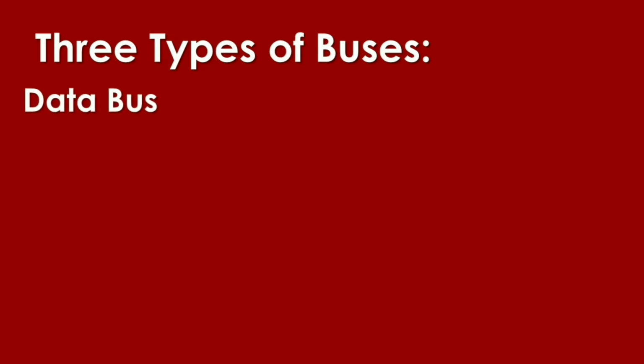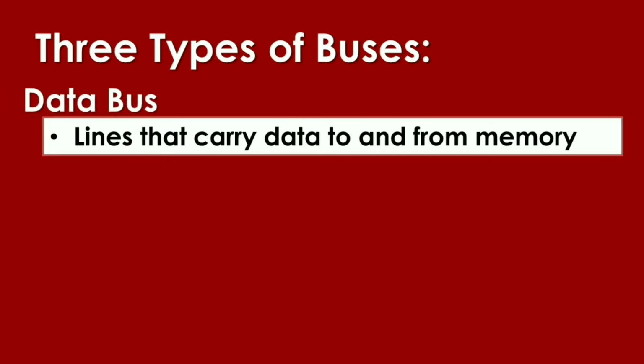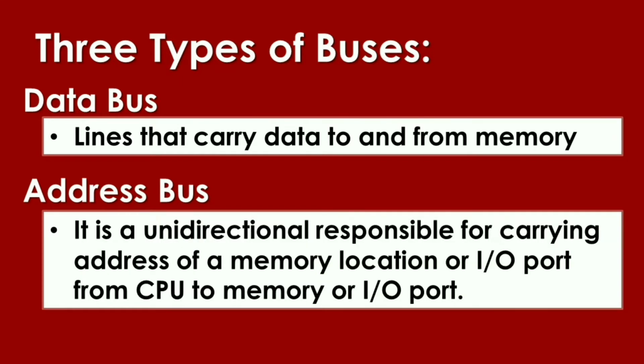We have the data bus. It is a line that carries data to and from the memory. So from the word data, it is a bus that carries data na ibibigay niya or kukunin niya dun sa memory. We also have the address bus. It is unidirectional, responsible for carrying the address of a memory location or I/O port from the CPU to memory or I/O port. So we have the word address. This is a bus that carries the address or the memory location ng data.